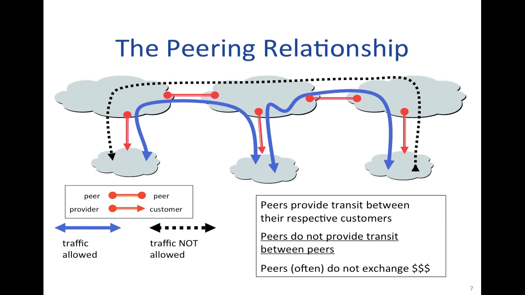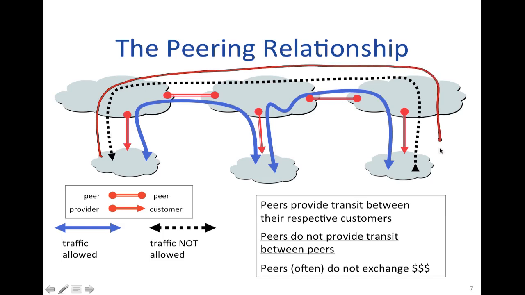So in general, a peer cannot be a transit for its other peers. In other words, this particular path that's shown here, the black dotted line, is not allowed because it's going through this peer. That's because typically the relationship between 2 peers is settlement free. There's no dollars flowing across here. So peers do not provide transit between peers.